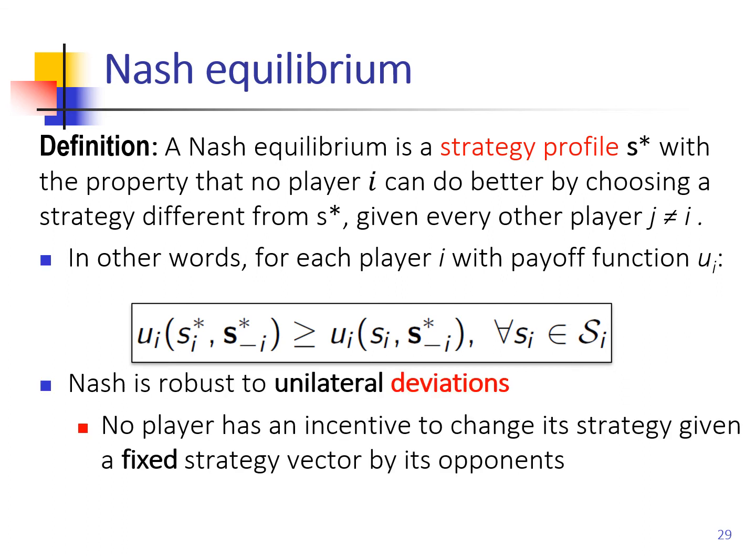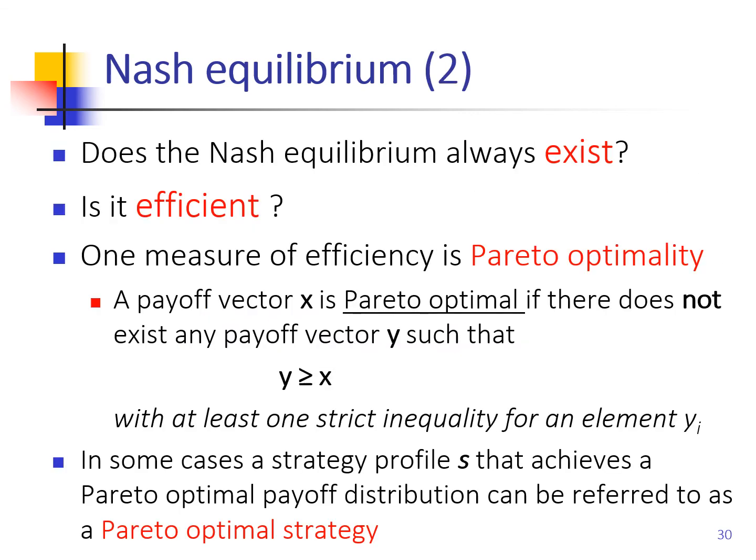So we say that Nash is robust to unilateral deviation. In other words, no player will have an incentive or motivation to change the strategy given a fixed strategy vector by all the opponents, meaning these other minus i. Because if I change my strategy, I know I will get a worse outcome, so why should I do that? And vice versa, because this applies to all the players. All the players need to have this inequality satisfied. This is how we will find the Nash equilibrium.